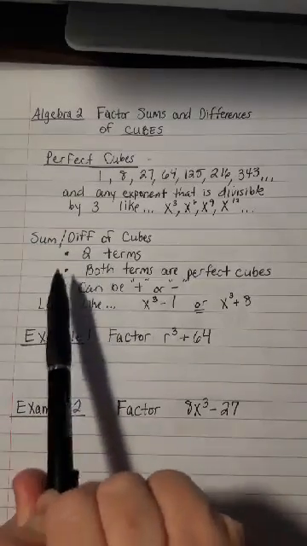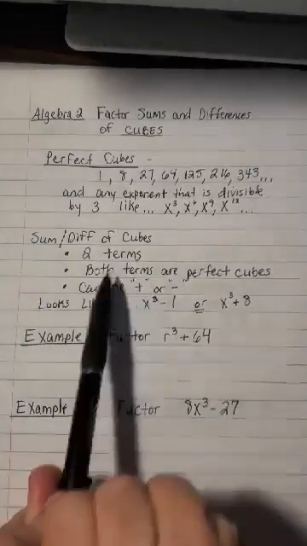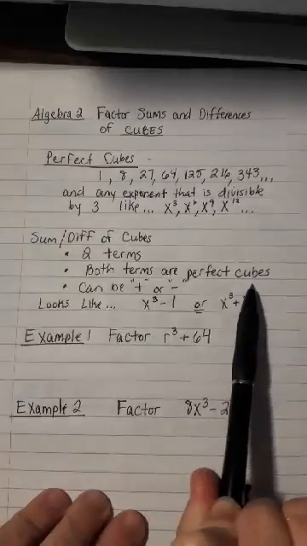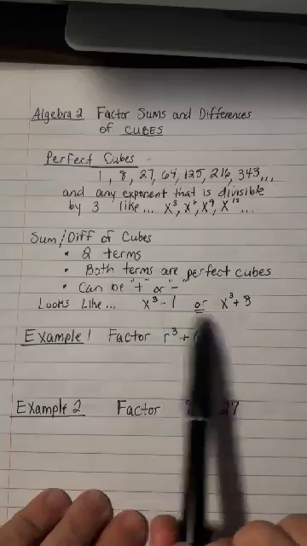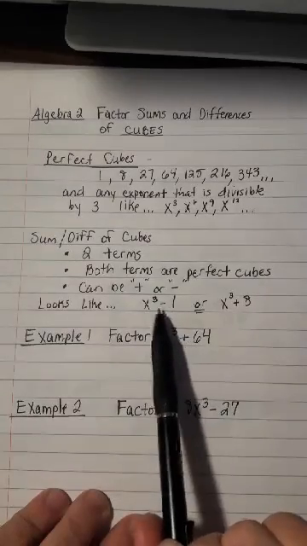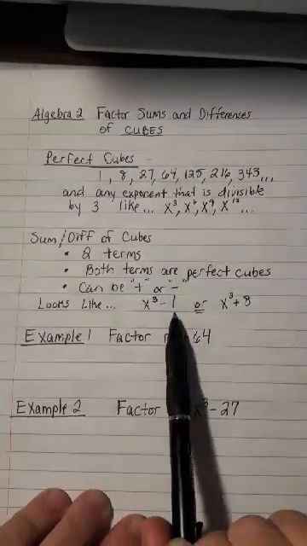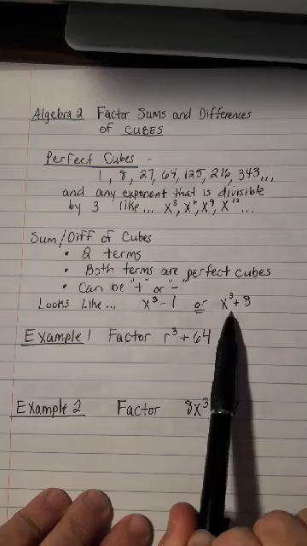Here's some characteristics of this pattern. Two terms. Both terms are perfect cubes. It can be a plus or a minus. And this is what it looks like. Here's an example of a problem. x to the third minus 1, or x to the third plus 8.